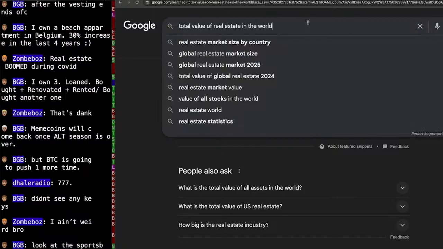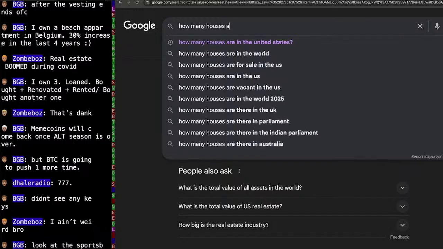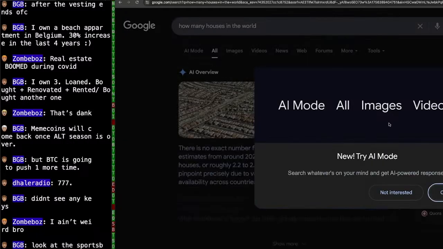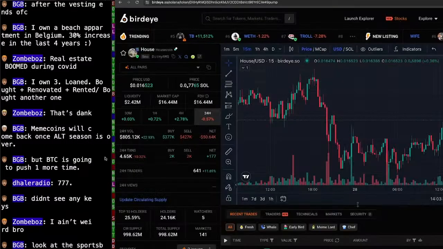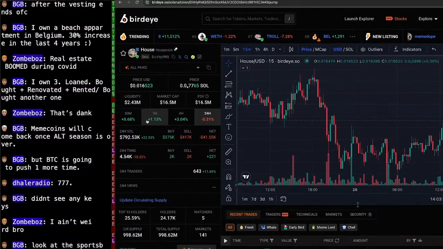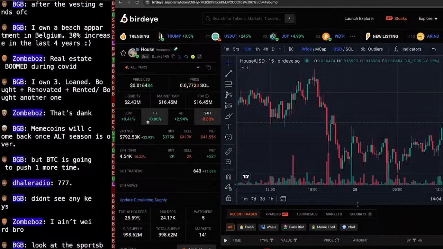Because how many houses are in the world? 2.3 billion houses are in the world, but there's only a billion house coin. So in my mind, every homeowner has to own it in order to hedge against their house. Every non-homeowner must own house coin because they can't buy a house. They have to rent for the rest of their lives because the average house price is like 500, 600,000. So yeah, that's why I'm building this.